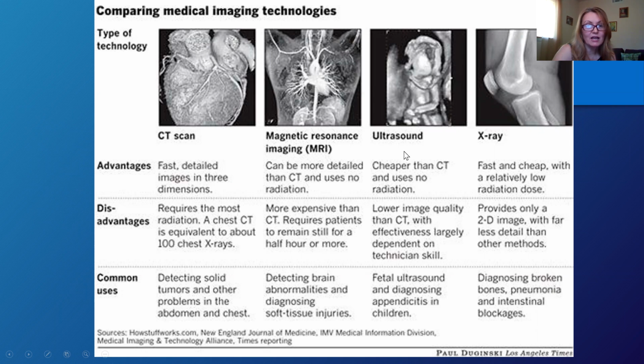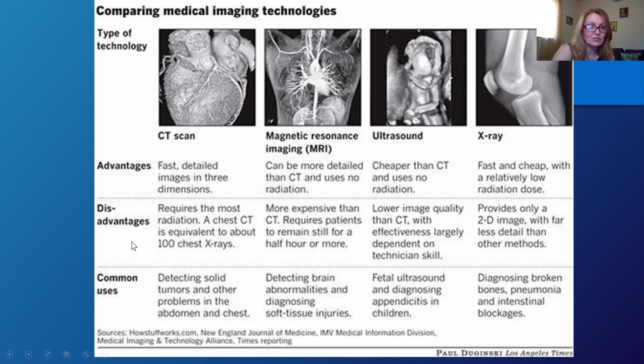Ultrasound. Ultrasound is cheaper than CT scan and uses no radiation. And X-ray, fast and cheap with a relatively low radiation dose. So we have CT scan and X-rays that both use radiation, right? And we have MRI and ultrasounds that do not use radiation, so they're kind of safer for your body.